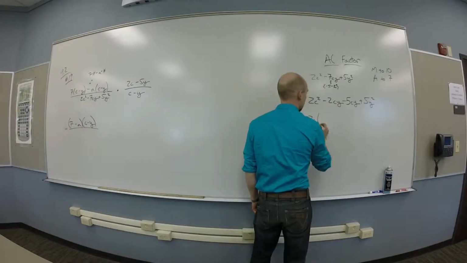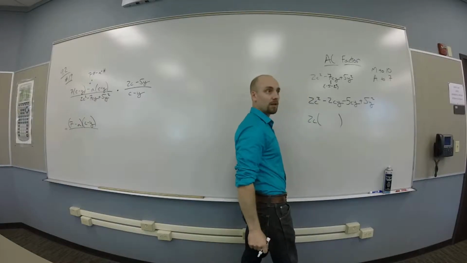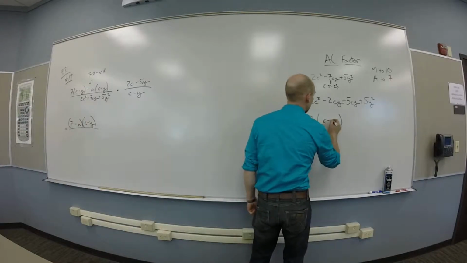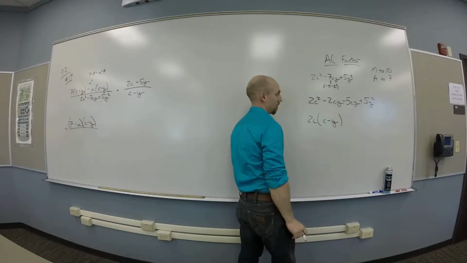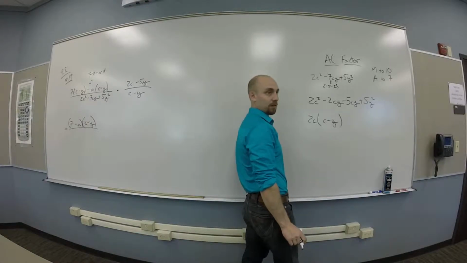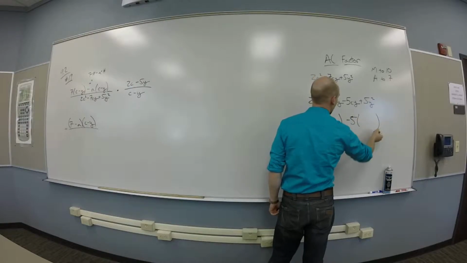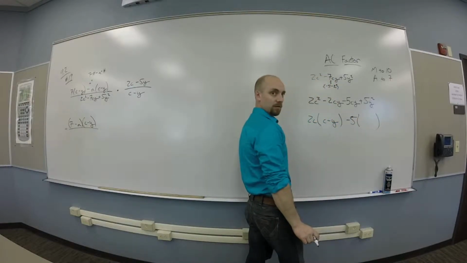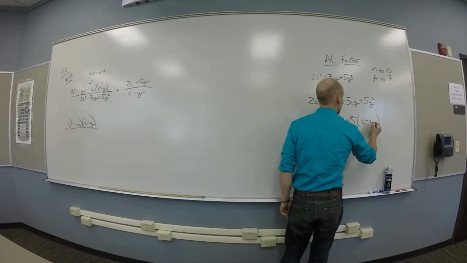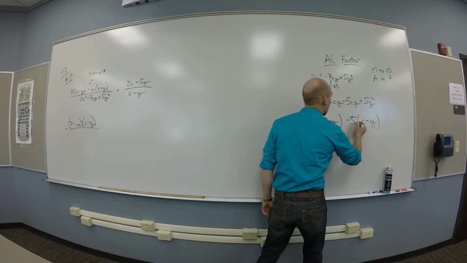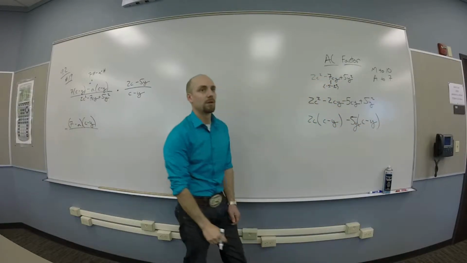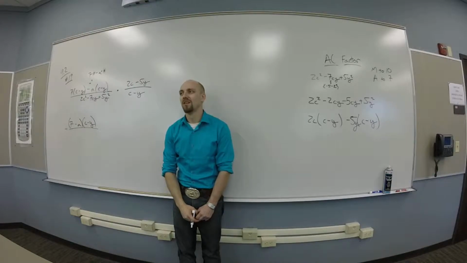A 2 and a 2. A 2c. And what am I left with there? C minus y. That's what I said. Yeah? And you can factor out a negative 5. And then out of here, I should factor a negative 5. And what am I left with? C minus y. And you should have got a negative 5. Thank you. Good call.